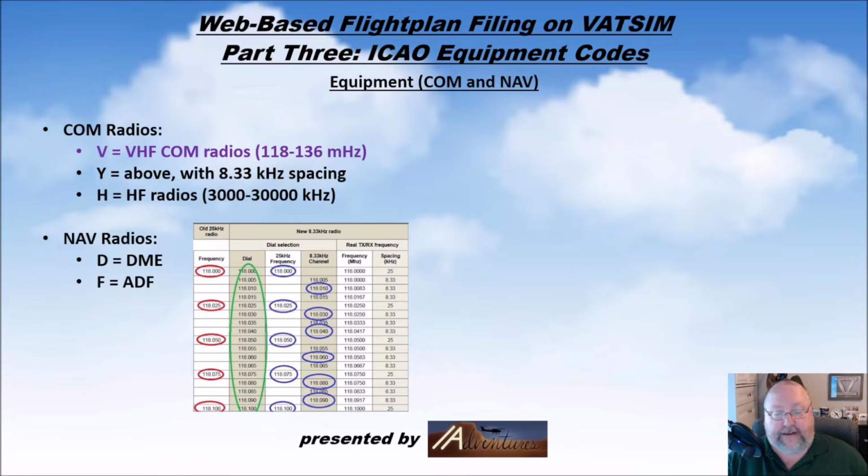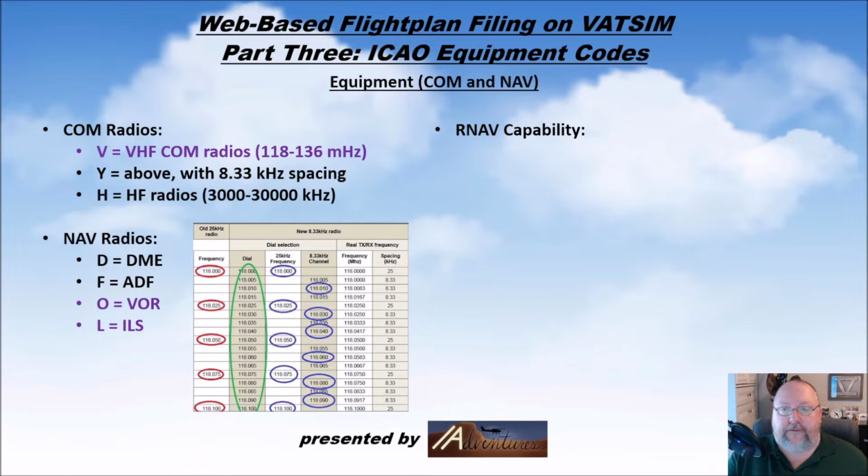Your F indicates that you have an automatic direction finder or an ADF receiver. Letter O indicates that you have a VOR receiver. Again, it's in purple. Why? We'll come back to it. And then the letter L indicates that you have an ILS receiver. Again, purple. We'll come back to it.